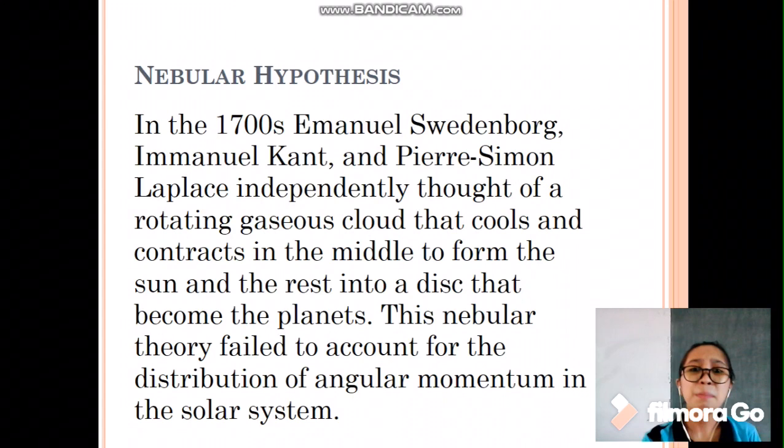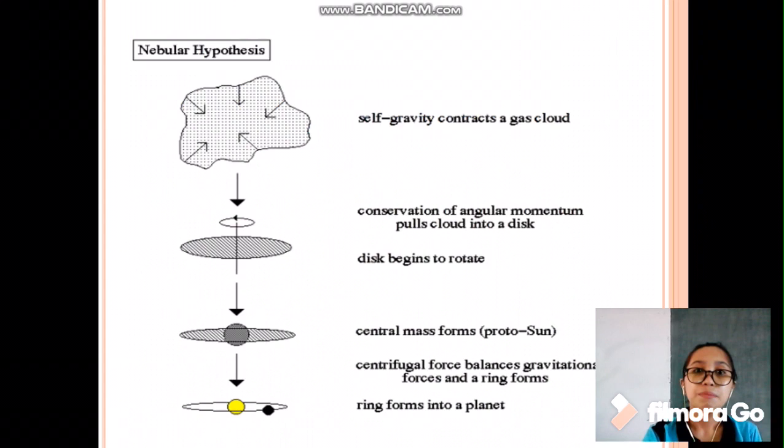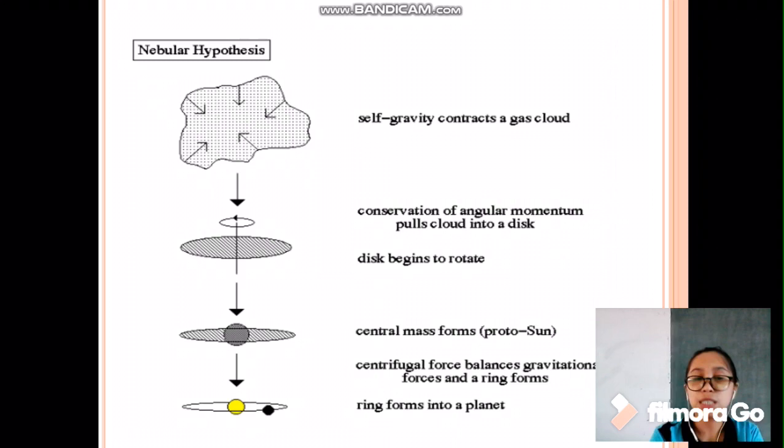But this theory failed to account for the distribution of angular momentum in the solar system. Wala niya na-explain ang angular momentum, that's why this theory failed. So, self-gravity contracts the gas cloud. And this is the process of the nebular hypothesis. Take note of this.